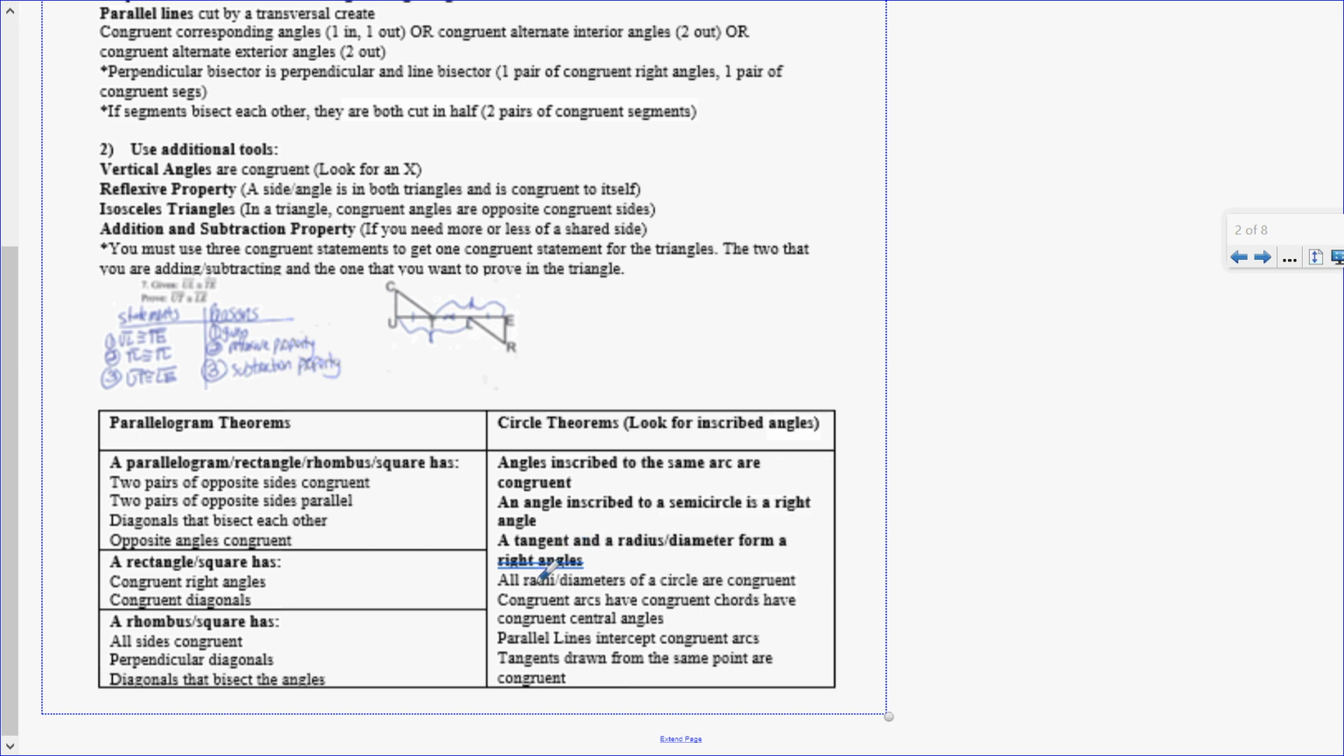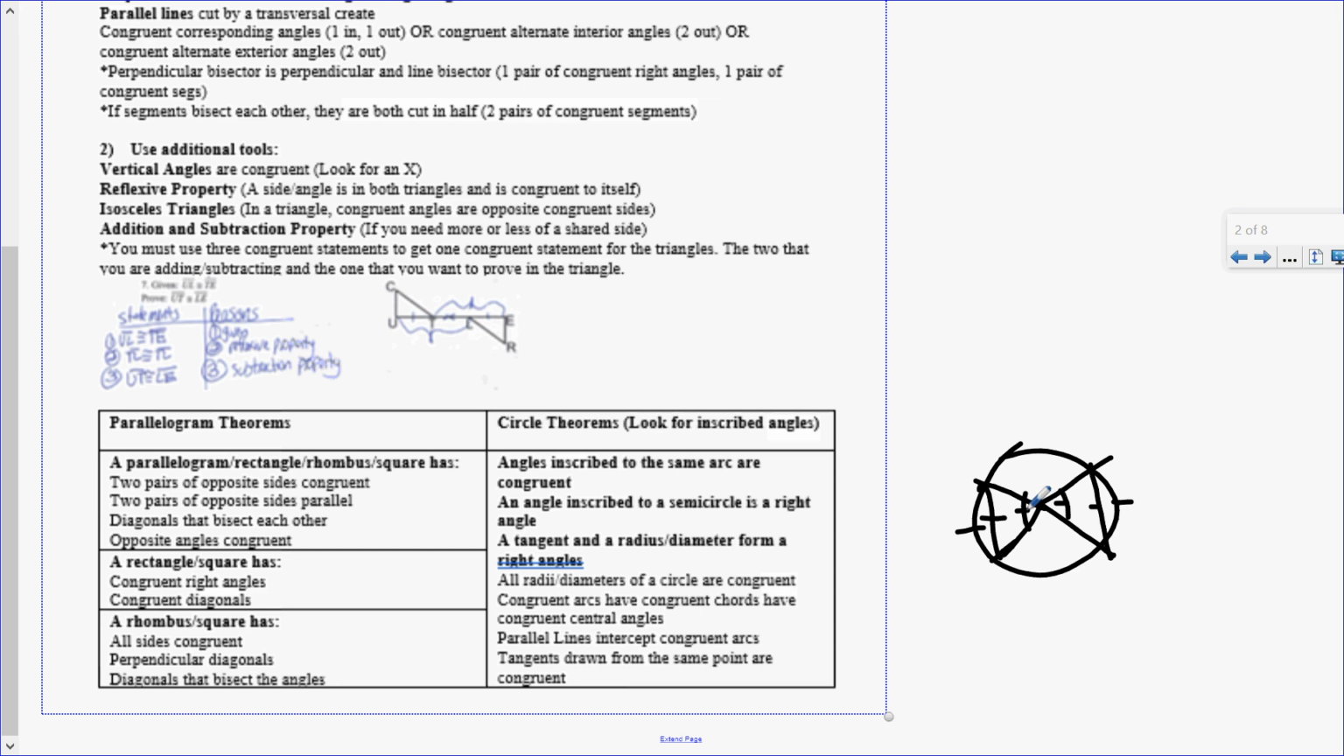Underneath that, you have some more. The first one kind of comes up. All radii/diameters of a circle are congruent. You will see that in this lesson. The rest of these you probably won't, although they are true, and they're based on rules we talked about earlier in the unit. Congruent arcs have congruent chords, have congruent central angles. So basically what that means is if the chords are congruent, then the arcs are congruent. We talked about that earlier. And the central angles are congruent.